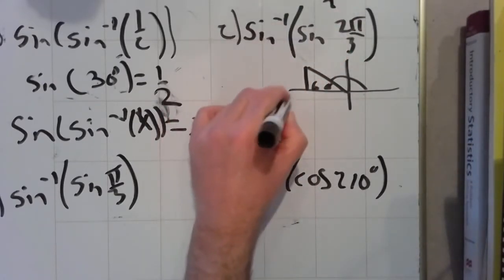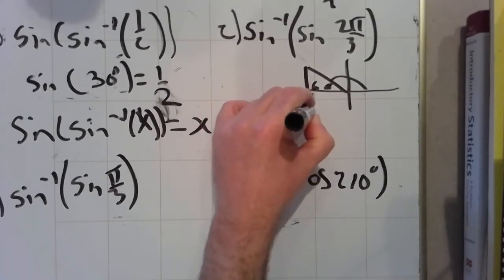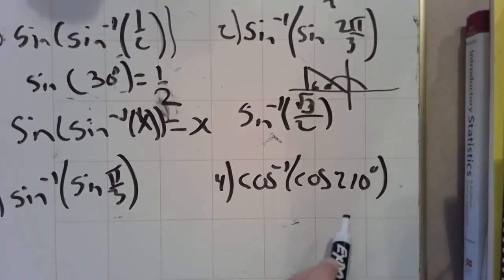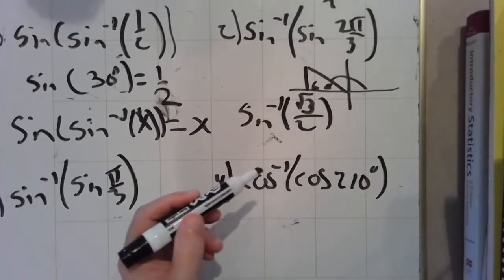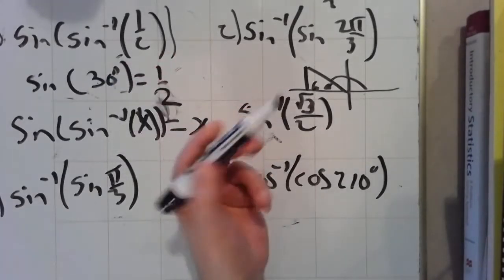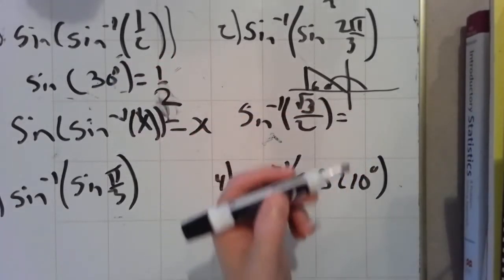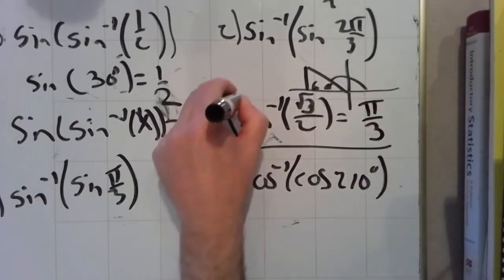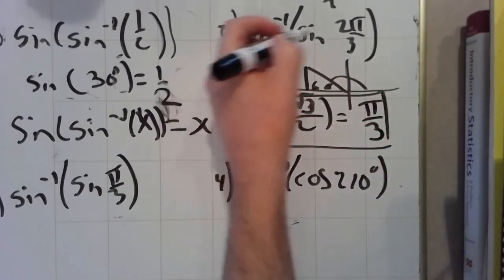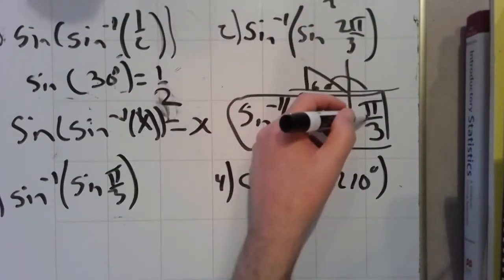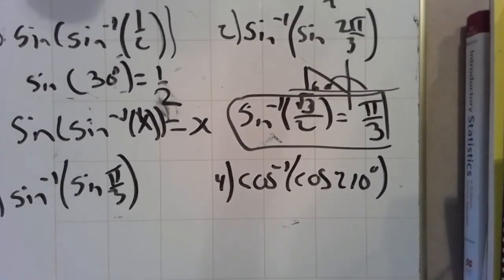This question then is asking in quadrants 1 or 4, only in quadrants 1 or 4, where does sine spit out root 3 over 2? That's 60 degrees or pi over 3. So inverse sine of sine of 2 pi over 3, these do not just cancel out. It spits back out pi over 3, or 60 degrees.